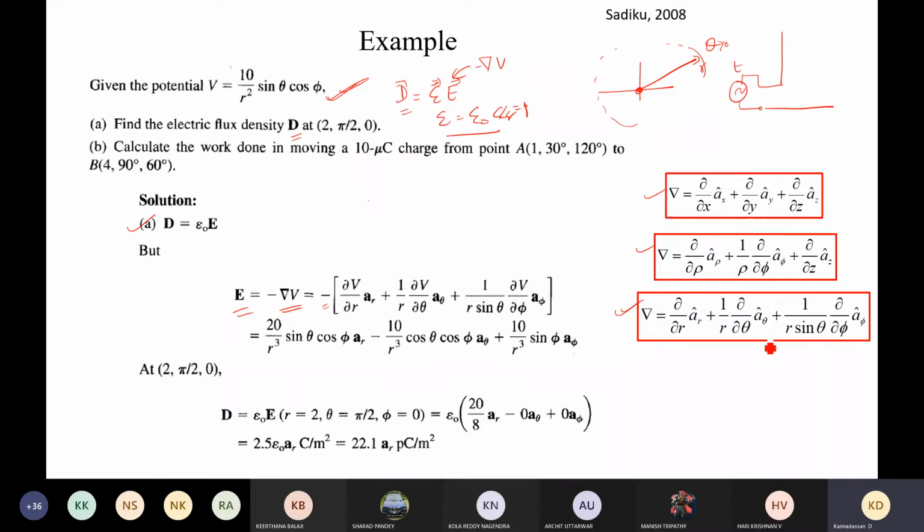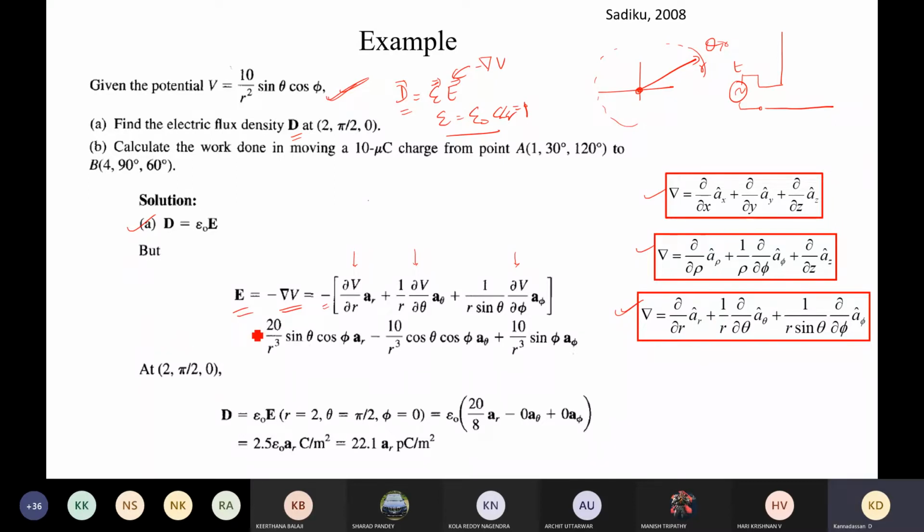This expression looks a bit tricky, but once you substitute, the answer is very easy. You just have to remember it. First we differentiate with respect to r, then with respect to theta, and then with respect to phi. There is nothing in the denominator for the r term, but r comes in the second and r sine theta in the third. That's all. If you remember this del operator, then del square and the remaining expressions you can easily remember too.